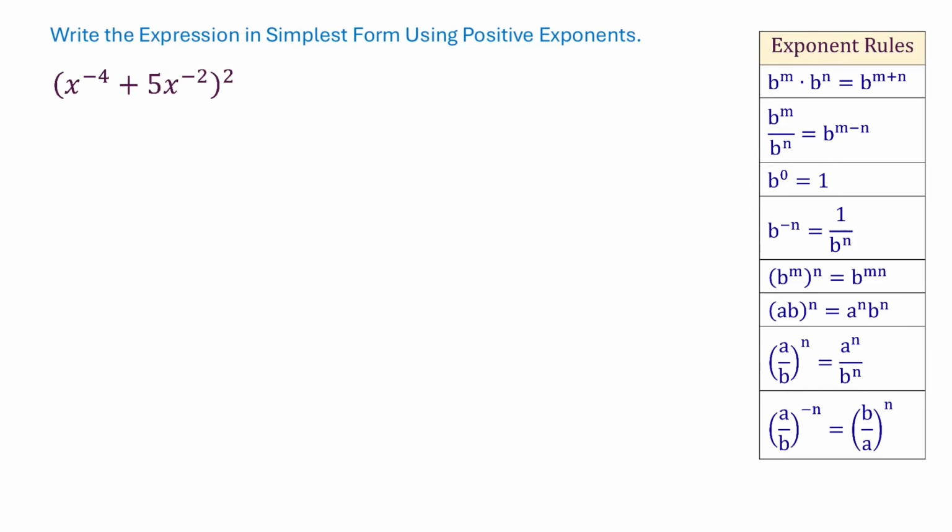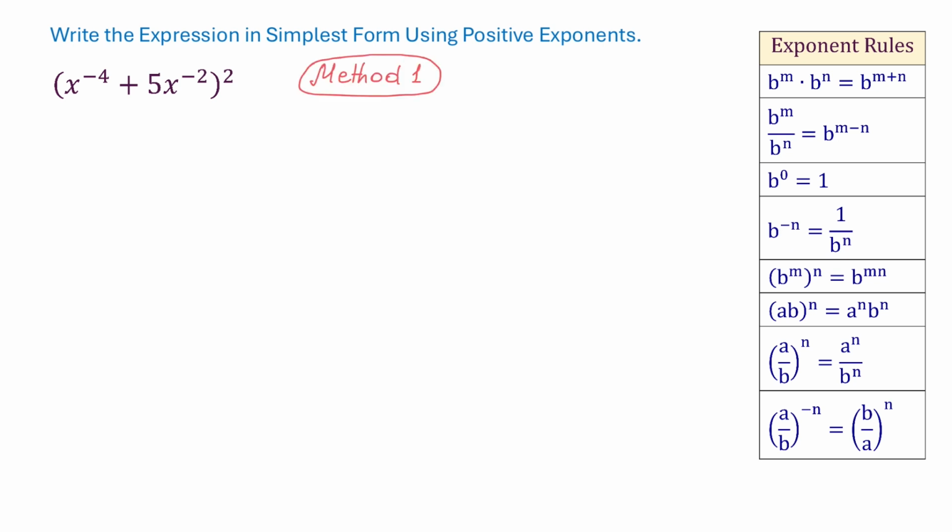Hello. Here we have the expression (x to the negative fourth power plus 5x to the negative 2) all to the second power, and we need to write it in the simplest form using positive exponents. So to simplify this expression, we need to remove the parentheses and have only positive exponents in the answer. I will show you how to do this problem using two different methods, and let's start with the first one.